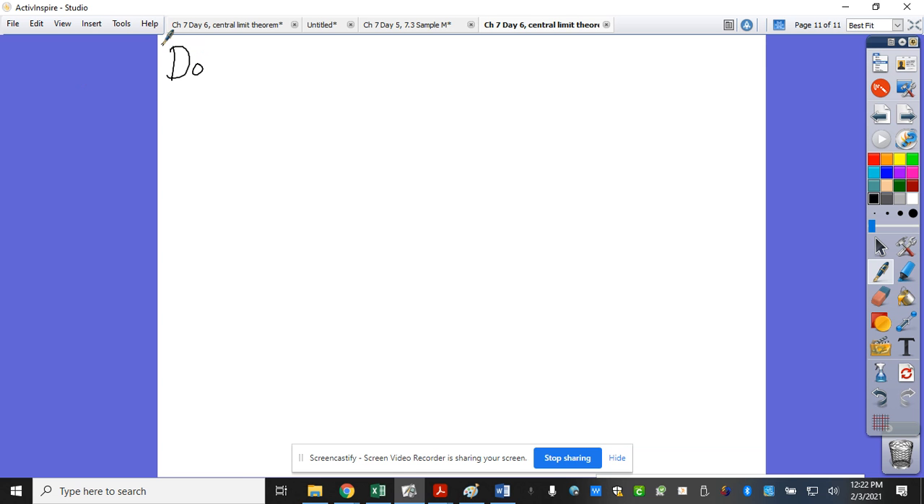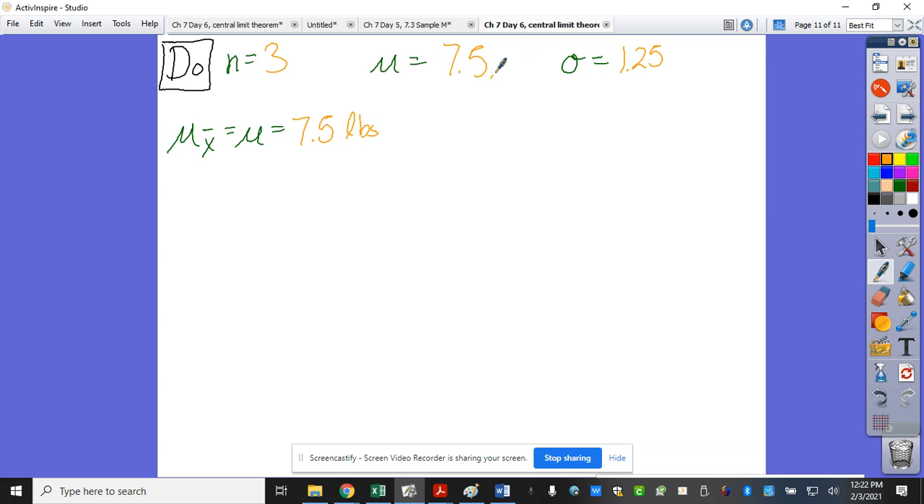What are the things that the problem gives me that I need to write down? Sample size, which is 3. It also gives me mu, which is, and it gives me sigma, which is. First equation: I plug in mu of x bar, which equals mu. So I plug in my number. Somewhere I'd write pounds, whether I write it there or in here.